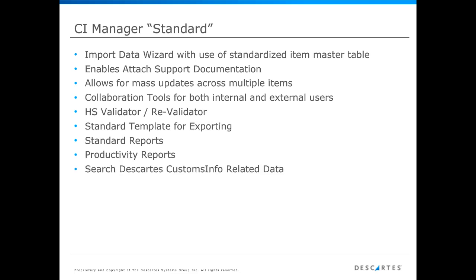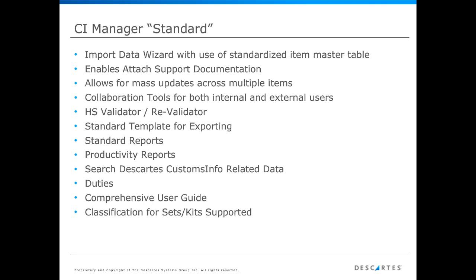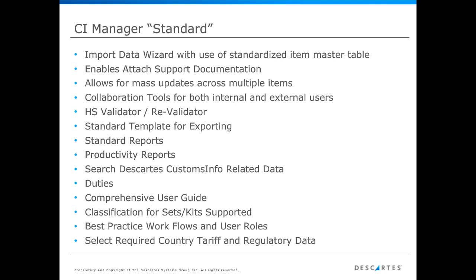It allows you to search Descartes customs info related data and information so that you can get all the information that you need to make classification decisions. It has duty rates, including preferential rates. Embedded within the system is an electronic comprehensive user guide, so you can always get to the information quickly without having to always contact support if you have some quick questions. It does provide support for both sets and kits, follows the workflow that we've already talked about. And again, in this tool, you have the ability to select which country tariff information is meaningful to your organization.